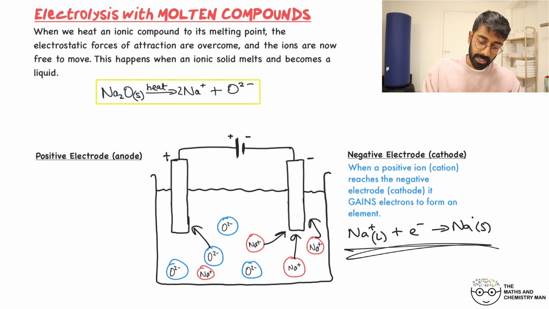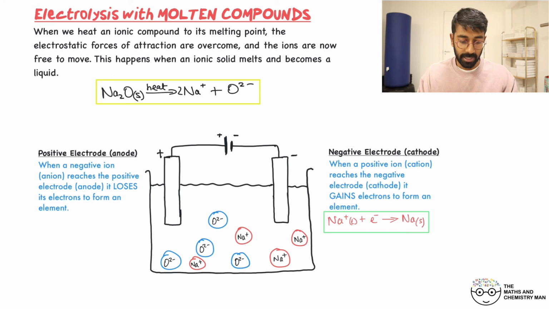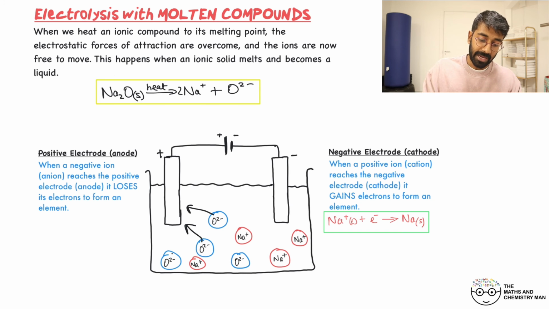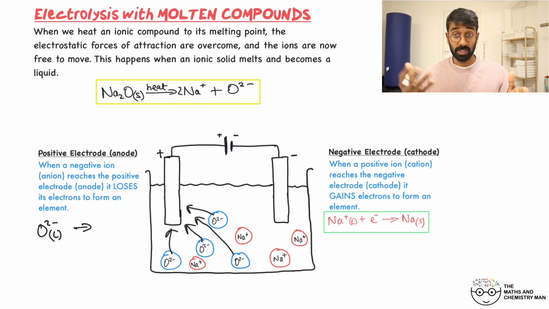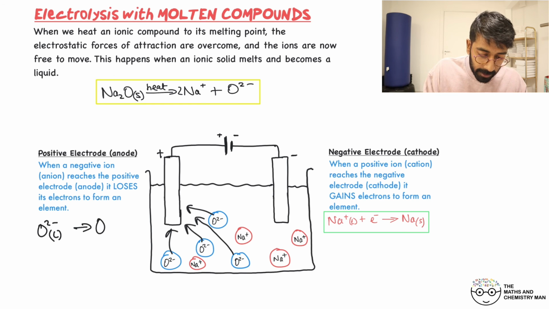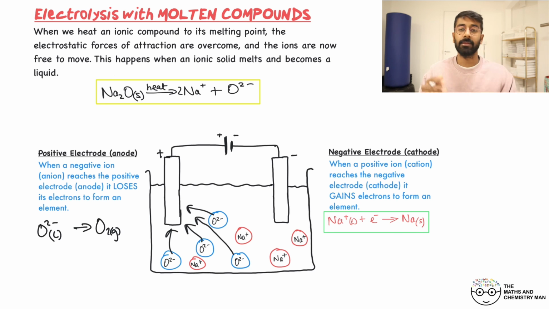The oxide ions, the O2-, what are they going to do? They're attracted to the anode. And then when they get there, remember they have to lose electrons. So you've got O with a 2- charge. And what are they going to form? Well, they form oxygen. And oxygen, as you know, is a gas. Wait, let's do that again. There we go. So they form oxygen gas.